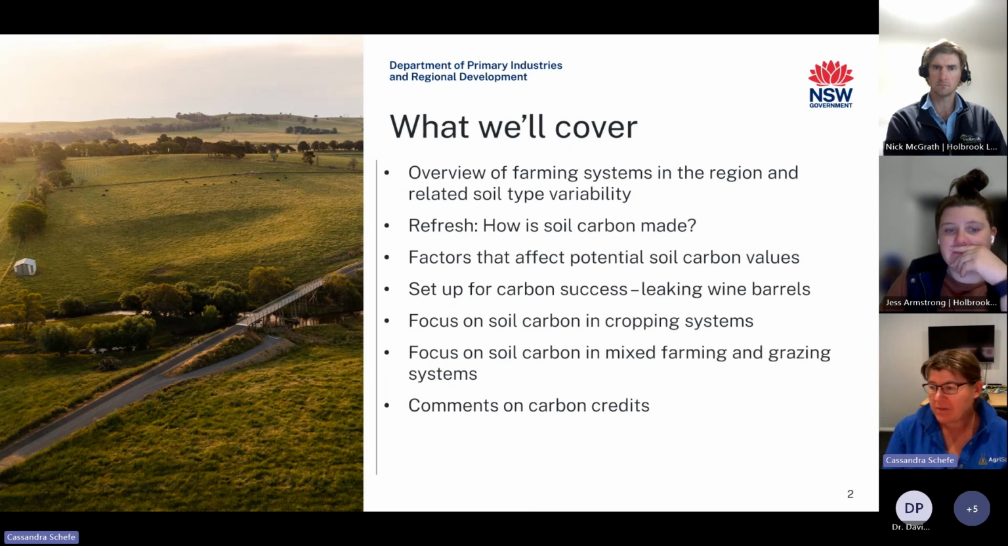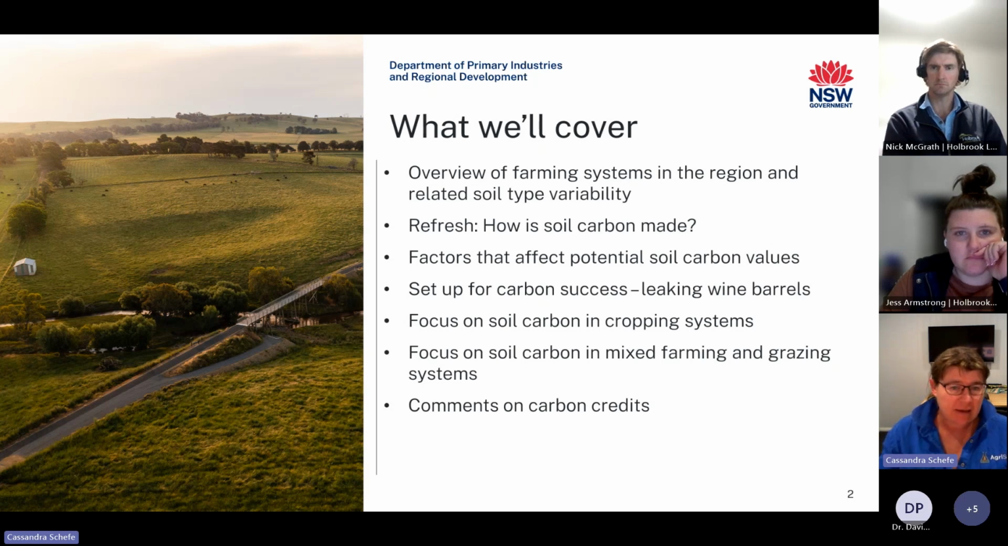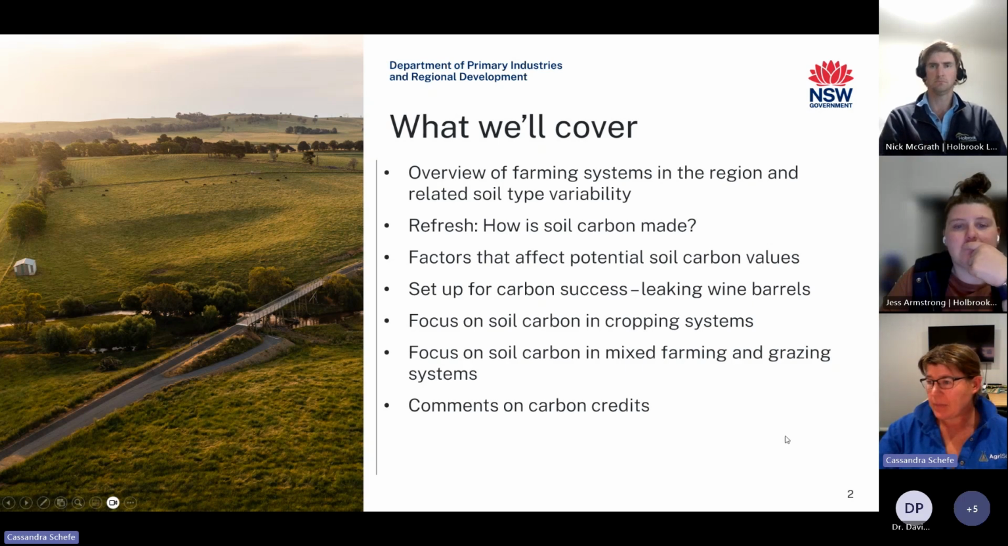Then we'll go through factors that affect potential soil carbon values in farming systems. We'll talk about some leaking wine barrels. How do we set up for carbon success? Looking at soil carbon then within our cropping systems and within our mixed farming grazing systems, and some final comments at the end around what this means in a carbon market or a financial system.